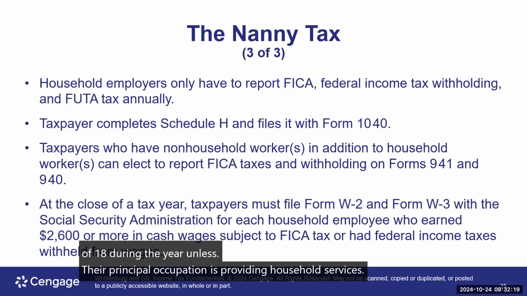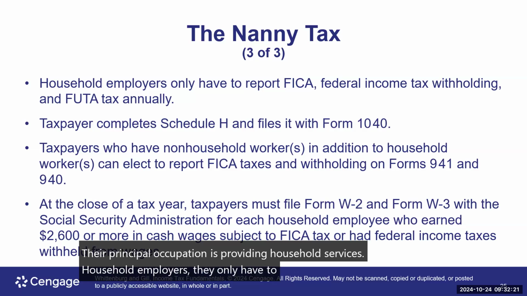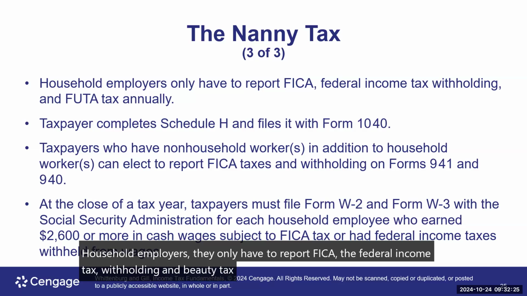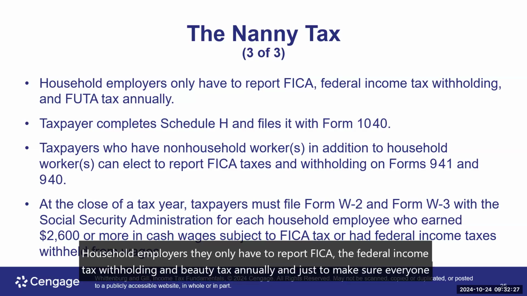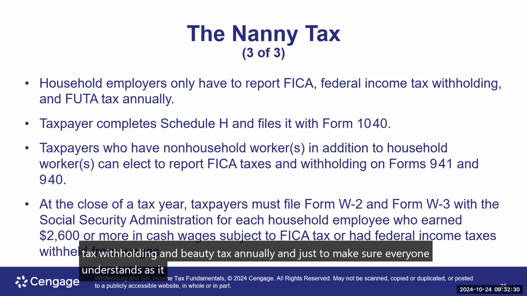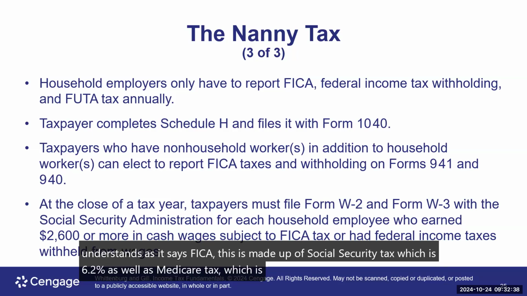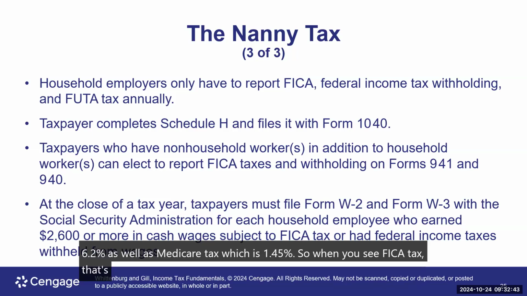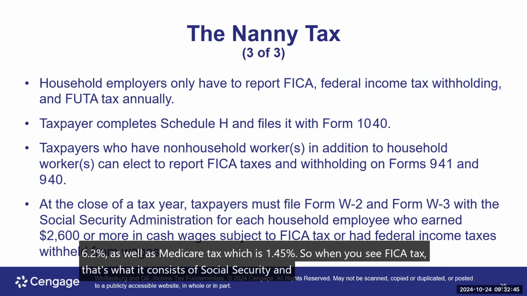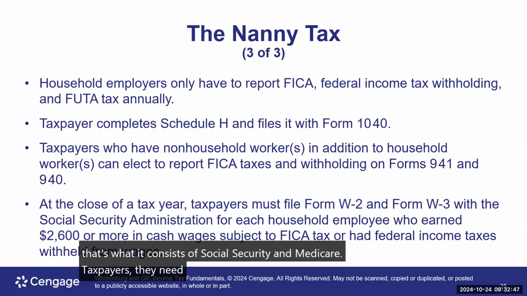Household employers only have to report FICA, the federal income tax withholding, and FUTA tax annually. And just to make sure everyone understands, FICA is made up of Social Security tax, which is 6.2%, as well as Medicare tax, which is 1.45%. So when you see FICA tax, that's what it consists of: Social Security and Medicare. Taxpayers need to complete Schedule H, and they'll file it with their Form 1040.